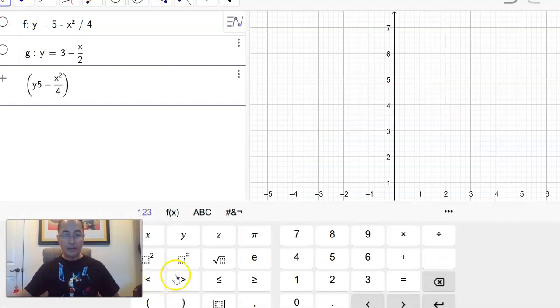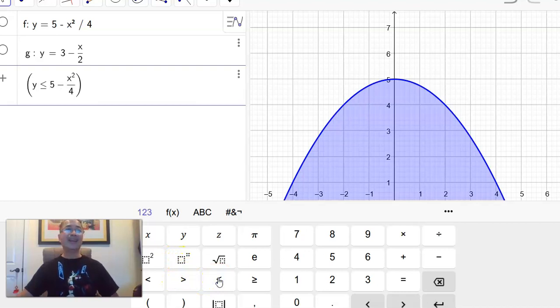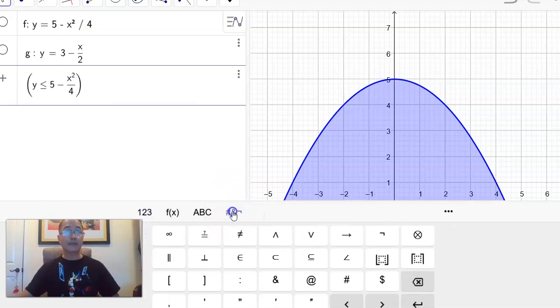So I need the keyboard here, and where is my less than or equal? There you are. Okay, so that is the first inequality. But now I need the second inequality, and for that I need a symbol from this part of the keyboard. I need the conjunction symbol.